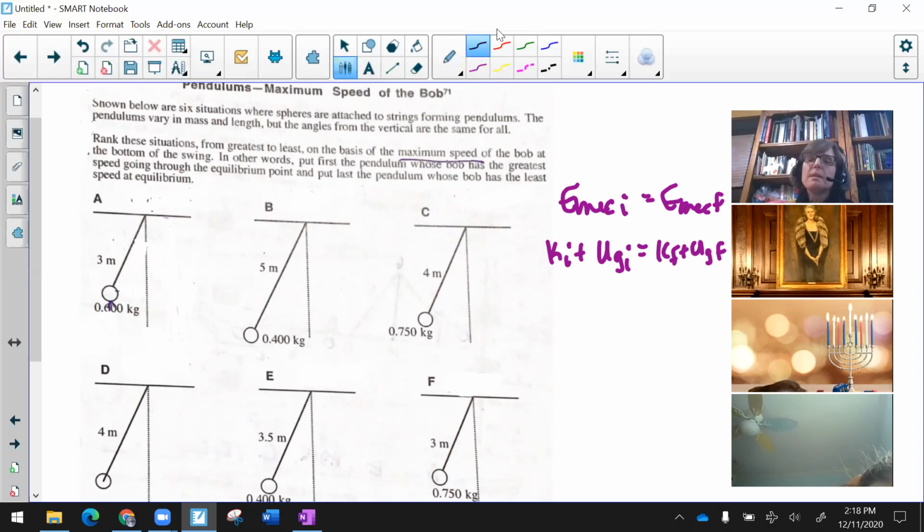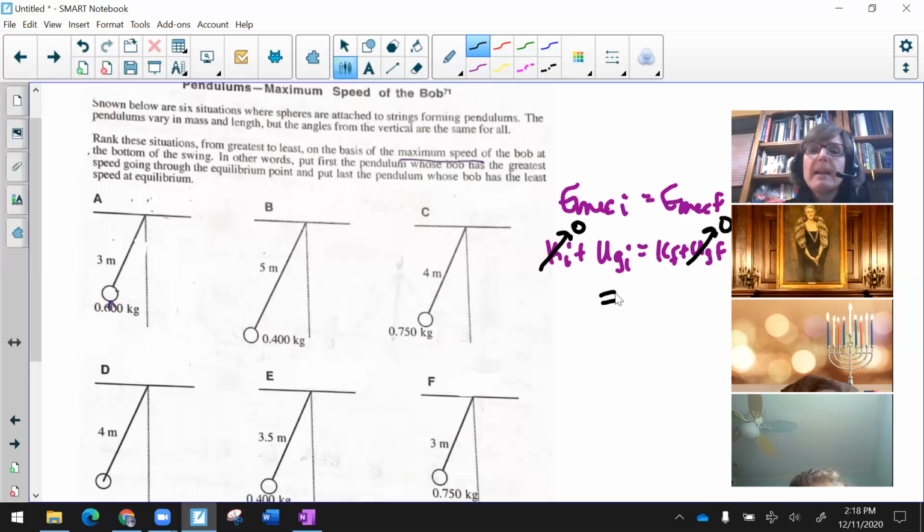Did you make some assumptions about some of those, Fiona? Yep, K initial is 0 and UG final is 0. Okay. I just write down the equation for the velocity. Okay. What do you mean the equation for the velocity? I say V equals radical 2GL times 1 minus cosine theta.